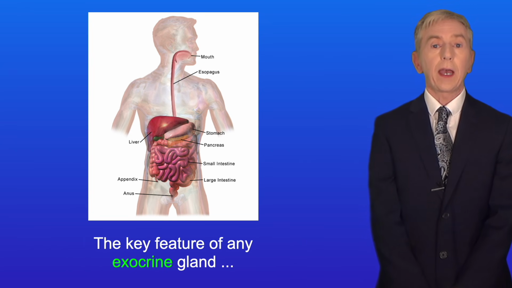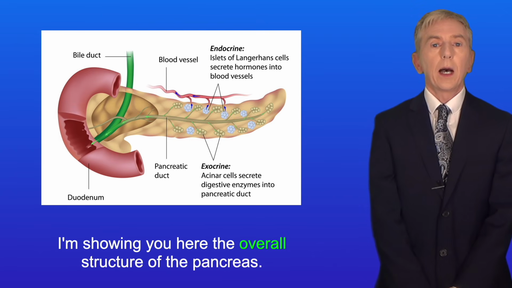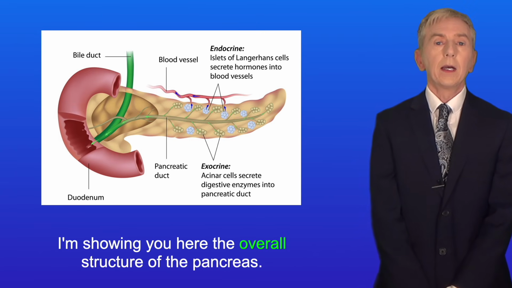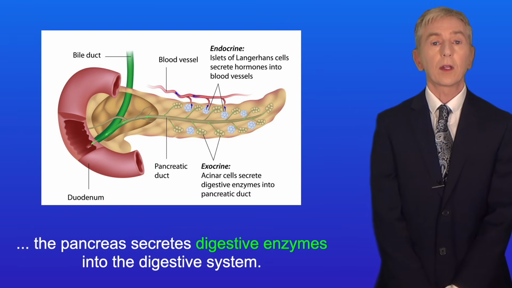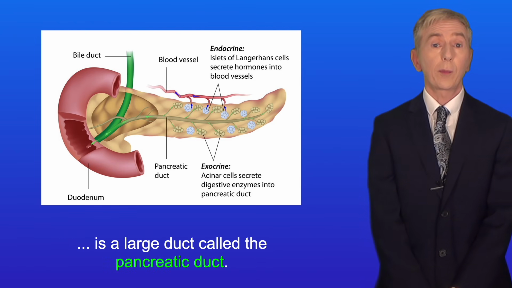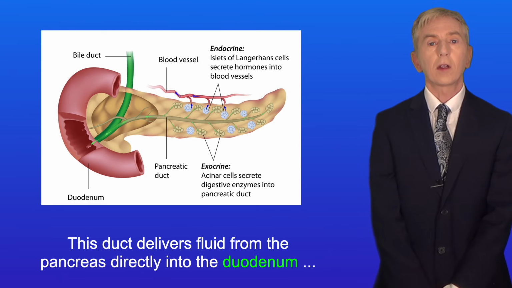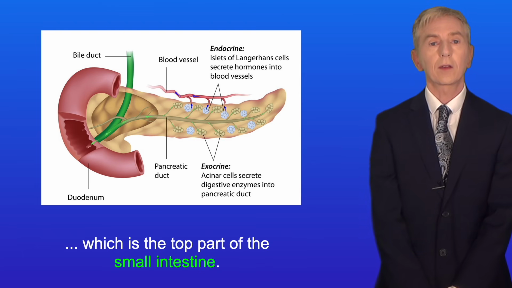Now, the key feature of any exocrine gland is that chemicals are secreted through a duct. I'm showing you here the overall structure of the pancreas. As an exocrine organ, the pancreas secretes digestive enzymes into the digestive system. Now, running through the centre of the pancreas is a large duct called the pancreatic duct. This duct delivers fluid from the pancreas directly into the duodenum, which is the top part of the small intestine.